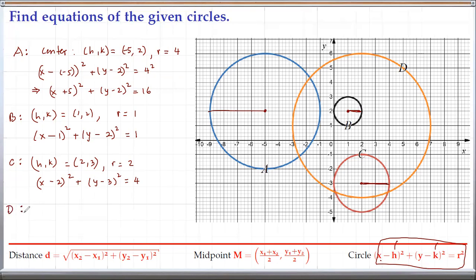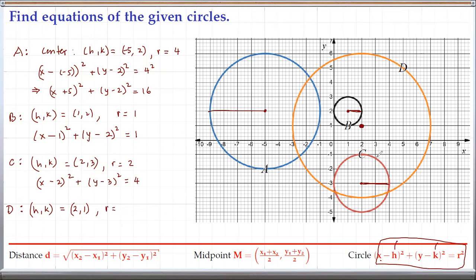And the last one, circle D. We have the center somewhere over here. Looks like this will be the center for circle D. So h, k is the point 2, 1. So that is the center.